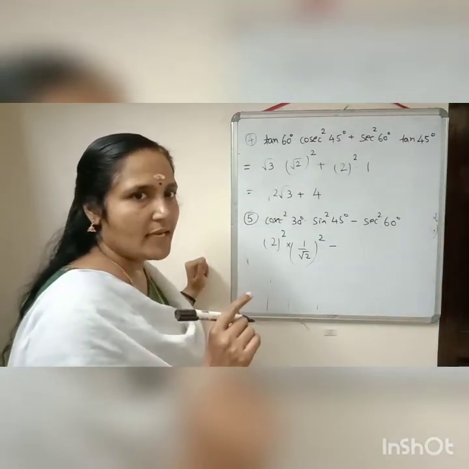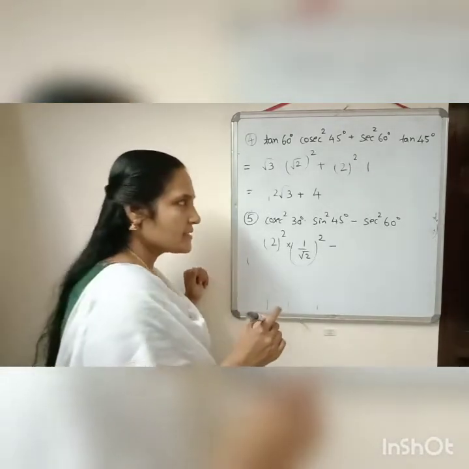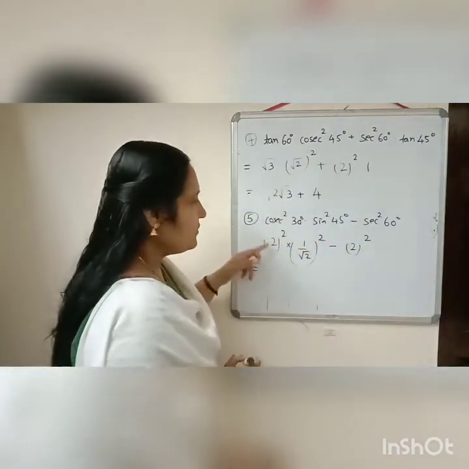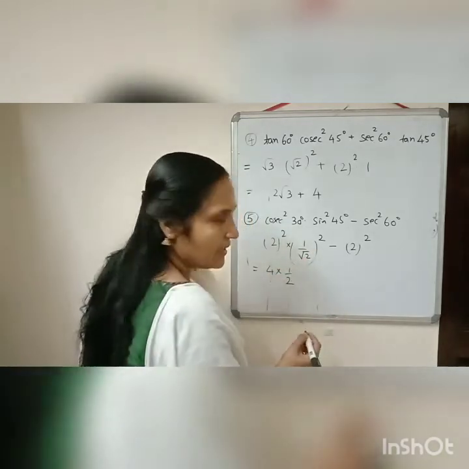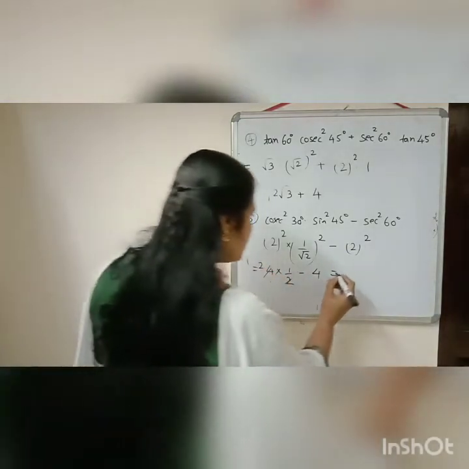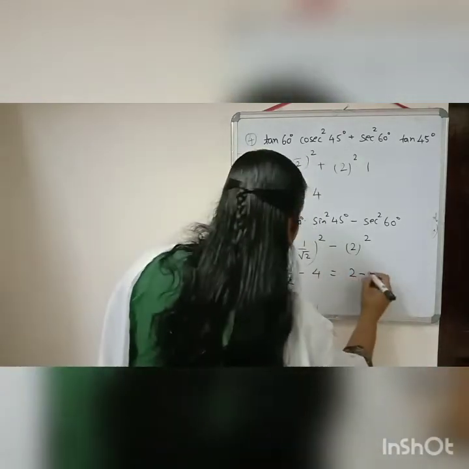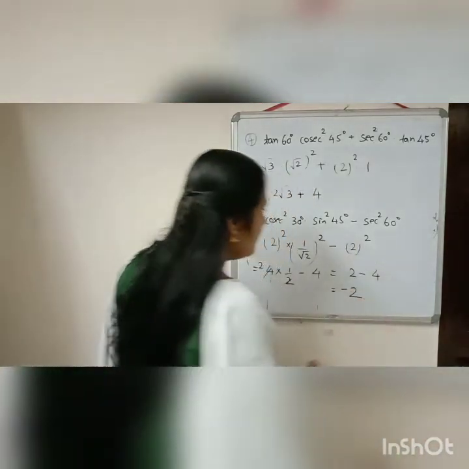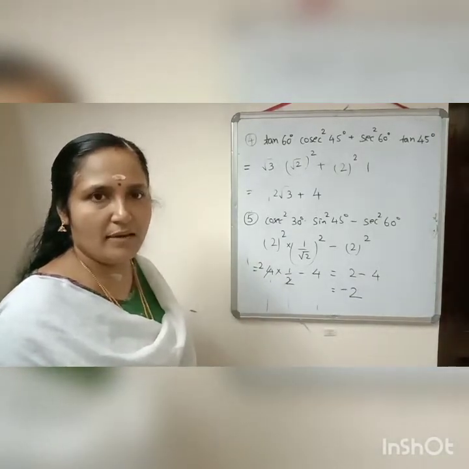What is cos 60 degree? Yes, cos 60 degree is 1 by 2. So sec 60 degree will come 2, so it will come 2 square. 2 square is 4. So 4 into 1 by root 2 the whole square will come 1 by 2, minus 4. Here 4 and 2 will get cancelled. So we will get 2 ones are 2, 2 twos are 4. So we are getting 2 minus 4, and 2 minus 4 is minus 2. So I think it is clear how to substitute the values. Moving on to the next question.